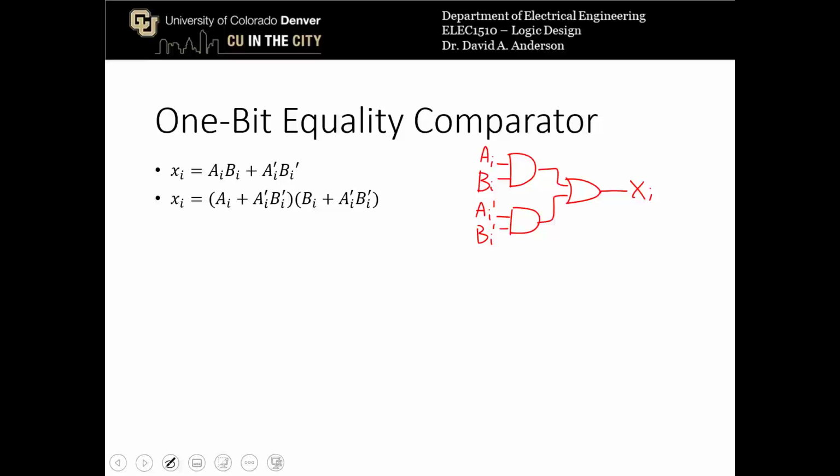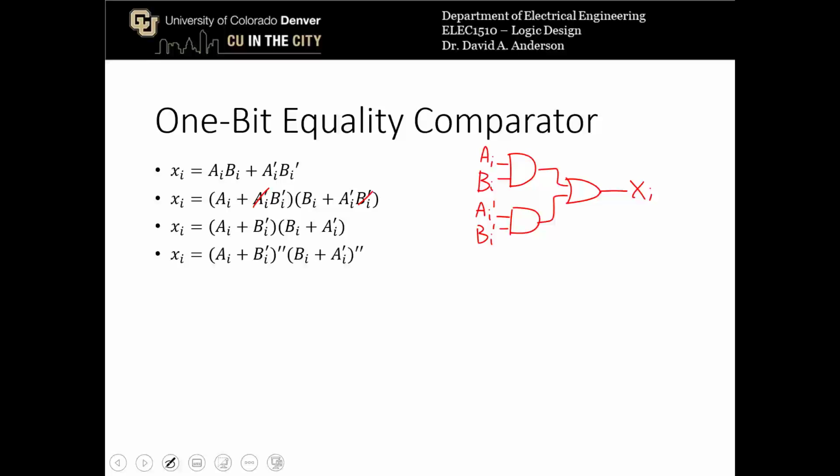So first, if we perform a backwards factorization, we can factor out A sub I from the first term to get, in parentheses, A sub I plus A sub I prime B sub I prime, and then in the second parentheses, B sub I plus A sub I prime B sub I prime. In both of those expressions, something will cancel out by the absorption theorem. So first A sub I prime, and then in the second one, B sub I prime. So we're left with this expression.